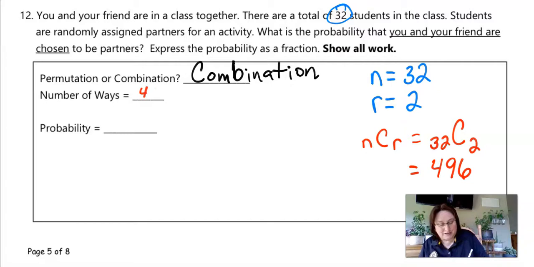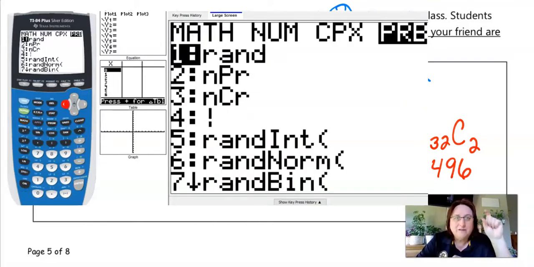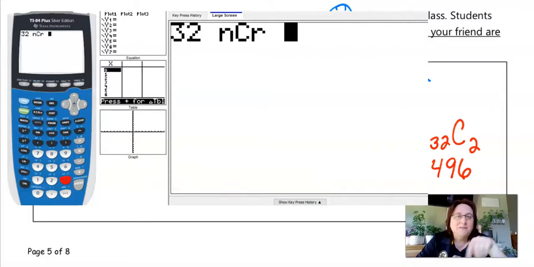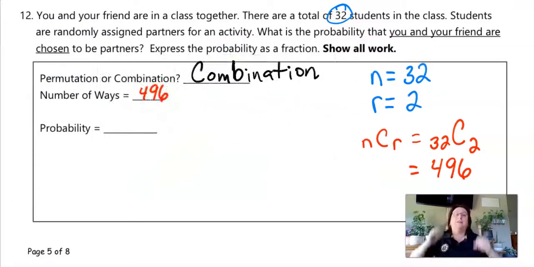Did you guys get 496 different ways? Guys, think about it from a teacher's perspective. We have 496 different ways to randomly choose partners. That's a lot. Now, I want to verify that in your calculators, you pushed 32, math, go over to probability, choose the nCr, then hit 2 and hit enter. So that's just a reminder of how to find that.